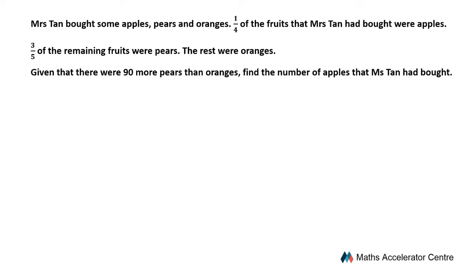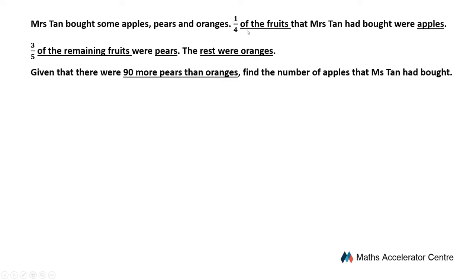Now let's underline the first set of keywords, which will be here. So this states that 1/4 of the fruits were apples. The next set of keywords is over here. It states 3/5 of the remaining fruits were pears, and the rest were oranges. The last set of keywords is over here. It states that there were 90 more pears than oranges. So we are supposed to find the number of apples that Mrs. Tan had bought. So based on this information, we're going to start drawing our model.